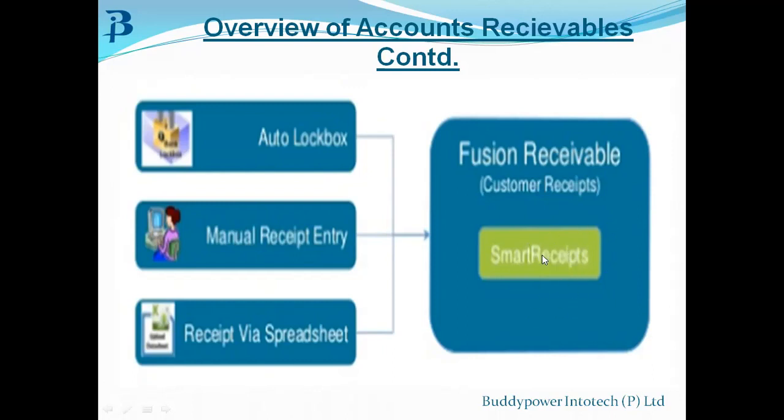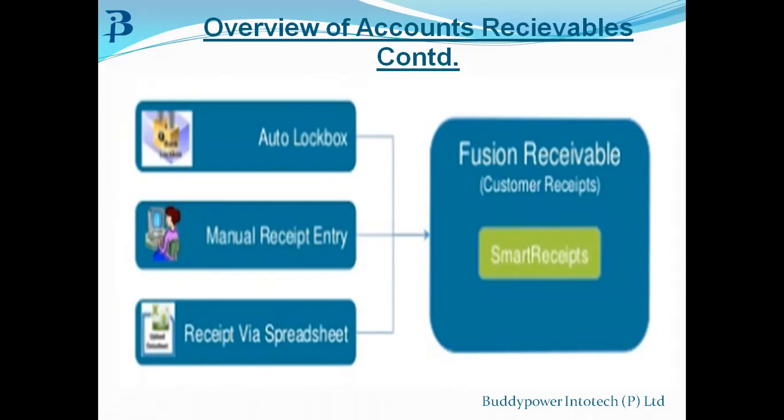Then Fusion Receivables continues to support auto lockbox. Now, what do you mean by auto lockbox? Auto lockbox is a service that commercial banks offer corporate customers to enable them to outsource their accounts receivable payment processing. So it is not the company doing everything; the bank takes care of it. The bank has that lockbox.